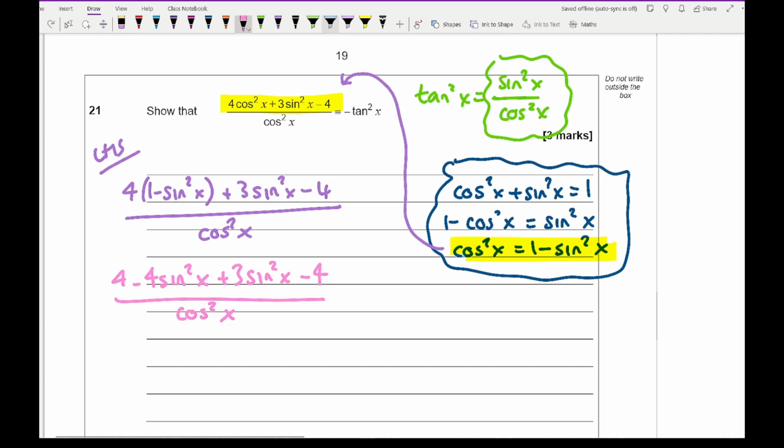Then if I simplify the numerator, 4 minus 4 cancels out, in which case I've got minus 4 plus 3 sine squared x, which is going to leave me with minus sine squared x over cos squared x, which, lo and behold, equals minus tan squared x, which is basically what they wanted me to show. And there we go.